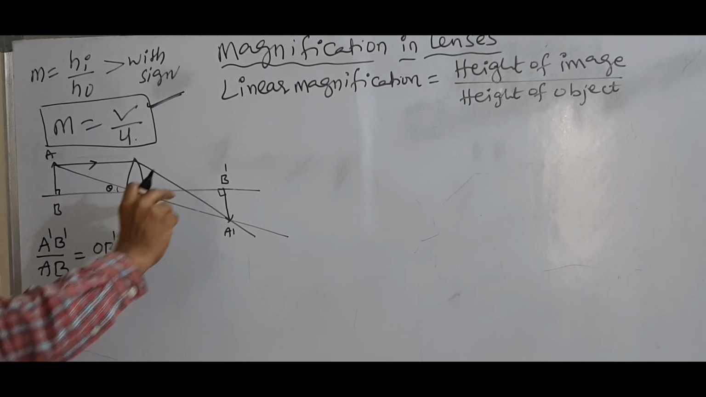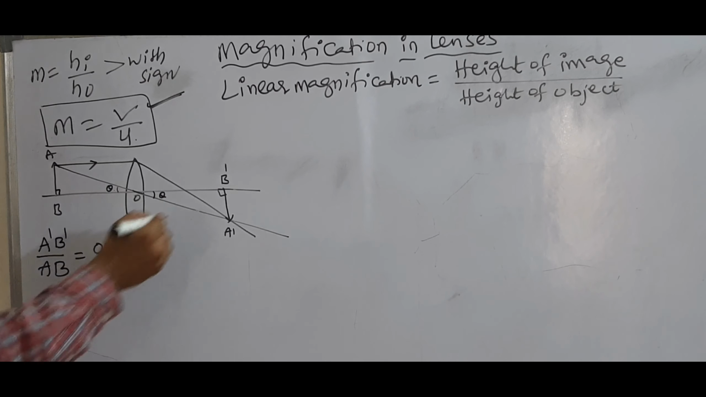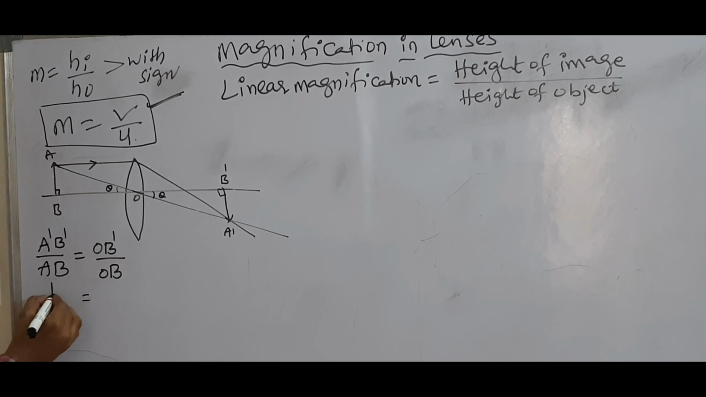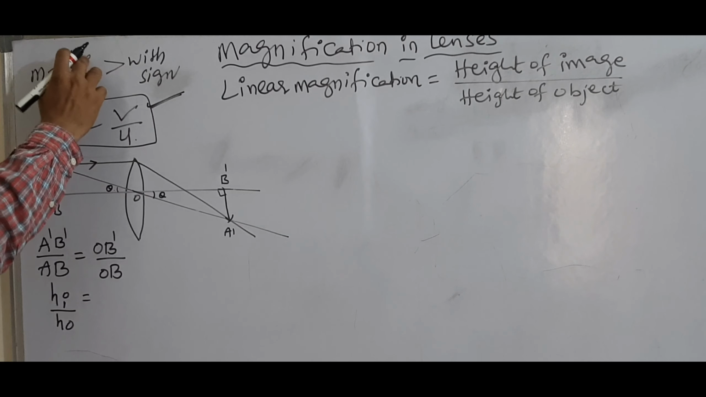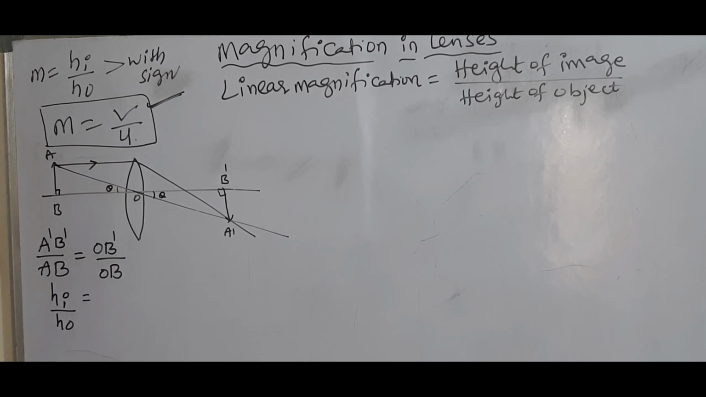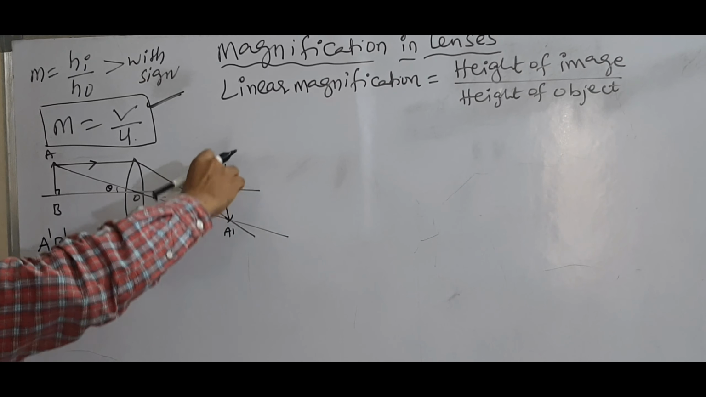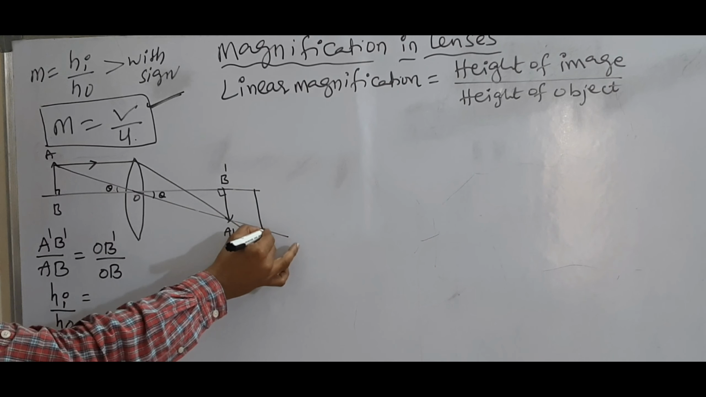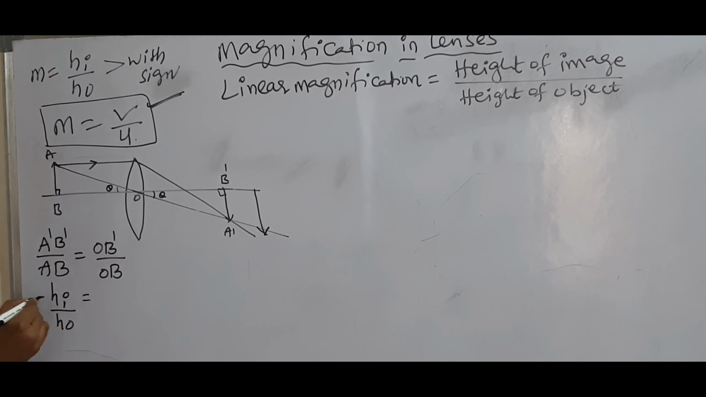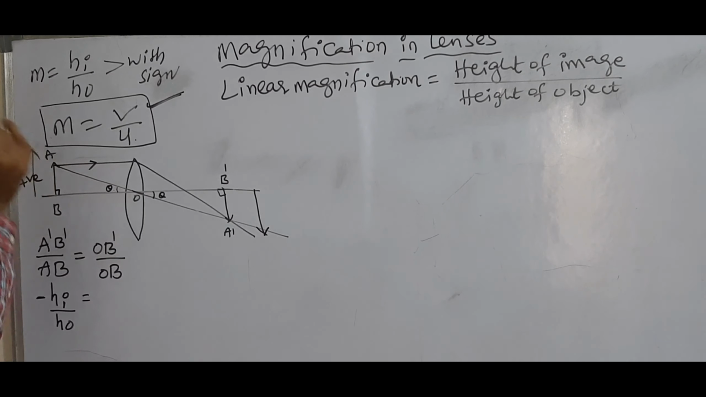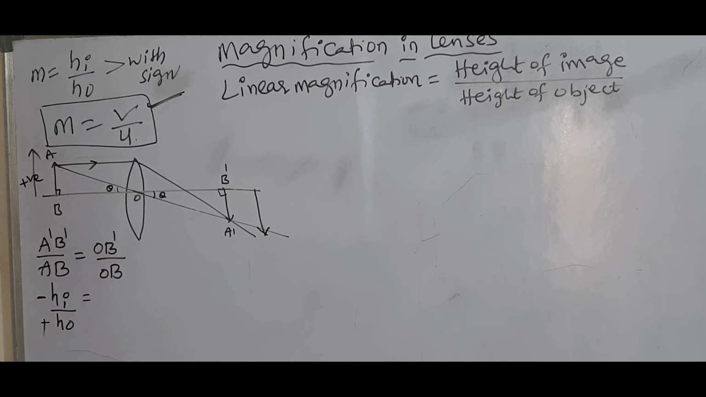Already we know here A'B' means nothing but the height of the image. This is height of image by AB. AB means height of object. But height of image and height of object must be applied with proper sign. Height of image is below the axis, so the height of image is negative. Height of object is above the principal axis, so this is positive.